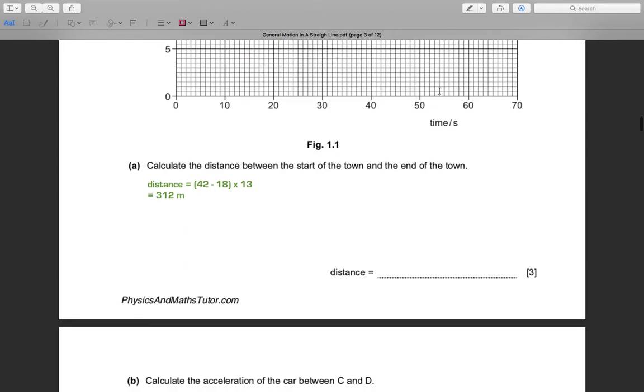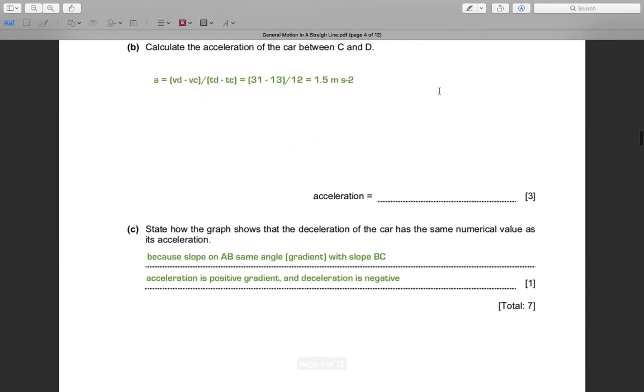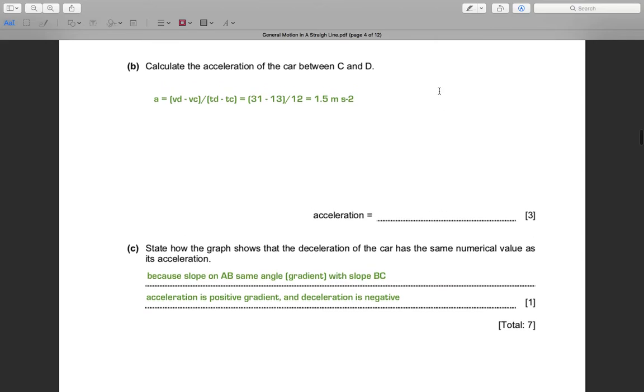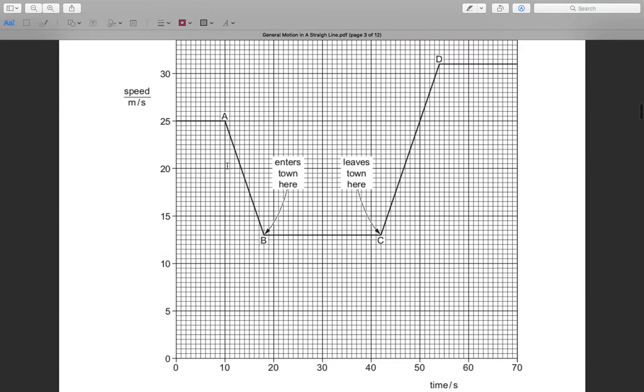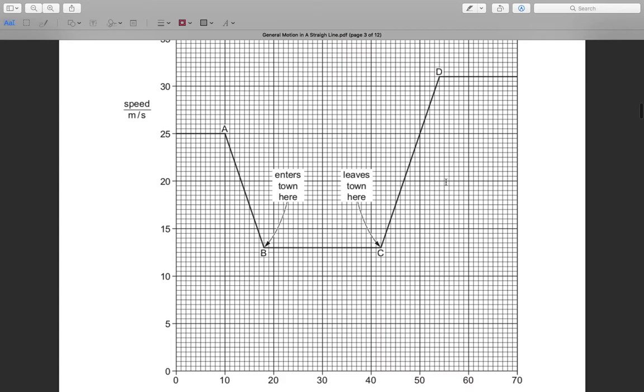So the other question is, state how the graph shows that the deceleration of the car has the same numerical value as its acceleration. Because the slope on AB has the same angle or gradient as the slope BC here. This is the angle of the acceleration, the difference in speed divided by time. The angle here equals the angle here, so we can say the deceleration here equals the acceleration here.